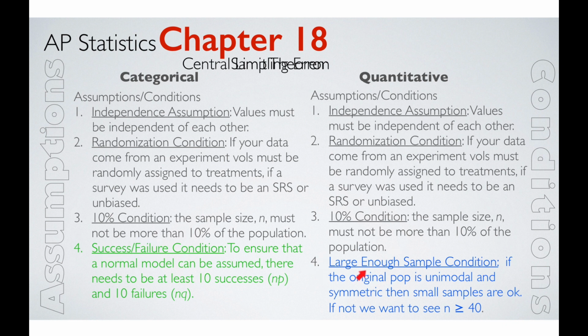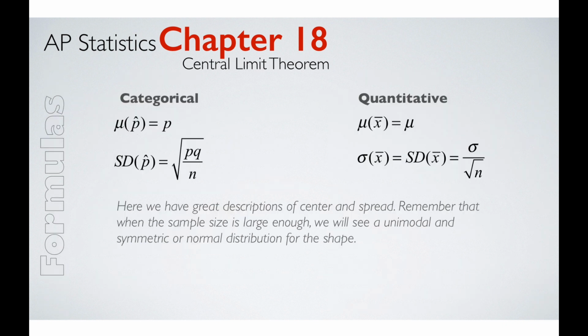This is pretty new, but it's the same idea. We want to make sure that my sample is large enough for it to be considered approximately normal. And the way we do that is two different ways set up here. Okay. The last set of notes we're going to go through today is the specific formulas for mean and standard deviation in this chapter.